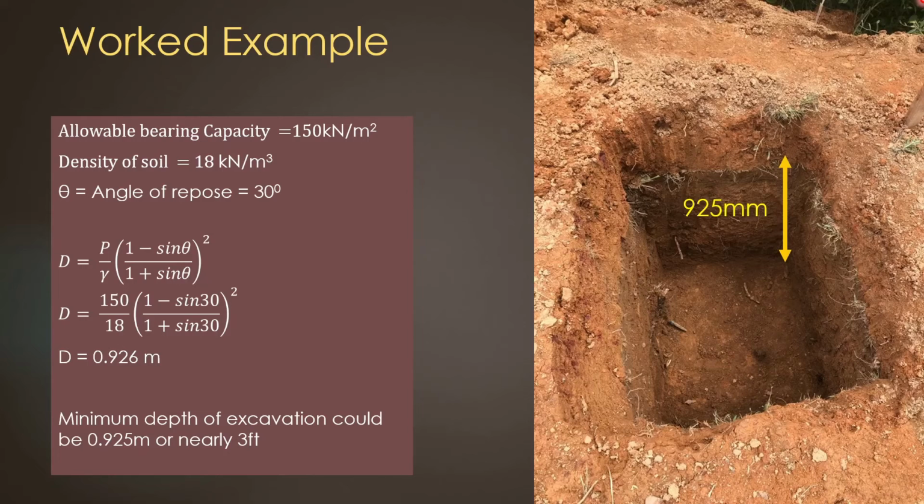Say we design for the allowable bearing capacity and the applied pressure is equal to the allowable bearing capacity, then we consider 150. Density of soil 18 kilonewtons per meter cube. Angle of repose, assume here in this case 30. That particular soil we can say it's 30. Then we can substitute these values into this equation, so we can calculate the depth. It came as 0.926 meters, which is nearly 3 feet or 900 millimeter. So for this particular soil, the depth of foundation is 3 feet or 900 millimeter.